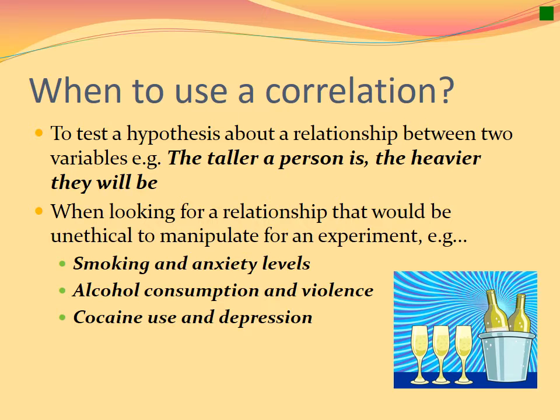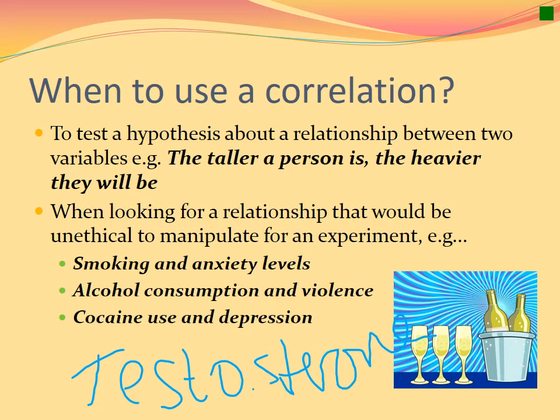So when to use a correlation? A correlation will be used to test a hypothesis about a relationship between two variables. So an example: the taller a person is, the heavier they will be. A correlation is also used when it's unethical to test. So, for example, in your biological approach, you've been looking at testosterone. This would be unethical to test because you can't give people injections to increase their testosterone levels and then send them out into society and see if they're more aggressive. Also, note with your exam, things like smoking or alcohol consumption, any sort of use of drugs, again, would be unethical to test on humans. So what we do instead is see if there is a relationship between the two.